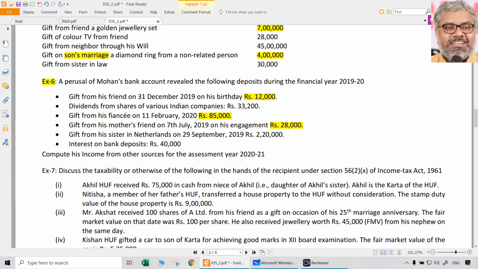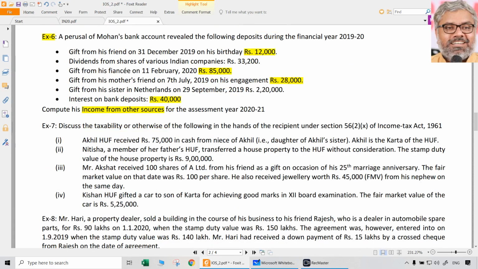It is not exempt. Gift from his sister in Netherlands is exempt, not taxable. Why? Because it is received from a relative. Sister is definitely a relative. Interest on bank deposits, 40,000, is taxable under income from other sources. The question is income from other sources to be computed. Gift will be how much? 12,000 plus 85,000 plus 28,000, total 1,25,000, plus 40,000, total 1,65,000 will be the total income from other sources from this exercise number 6. That's it.